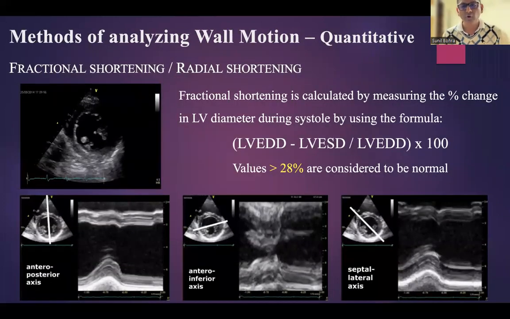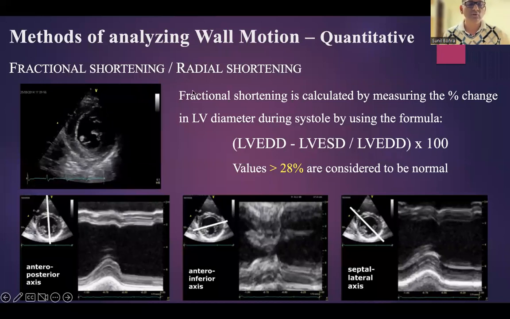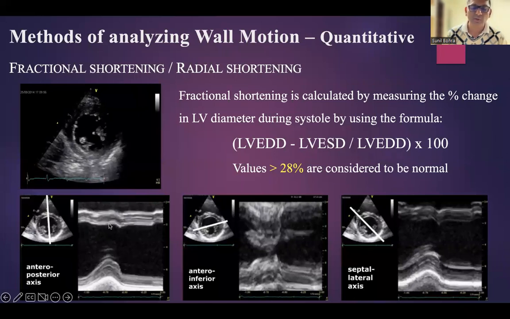Another method of quantitative assessment is something called fractional shortening. This is what we do in M mode assessment. Fractional shortening is calculated as the percentage change in the LV diameter during systole by using this formula. We measure the LV end diastolic diameter, minus the LV end systolic diameter, and then we divide by the LV end diastolic diameter. If it is more than 28%, it is considered to be normal.